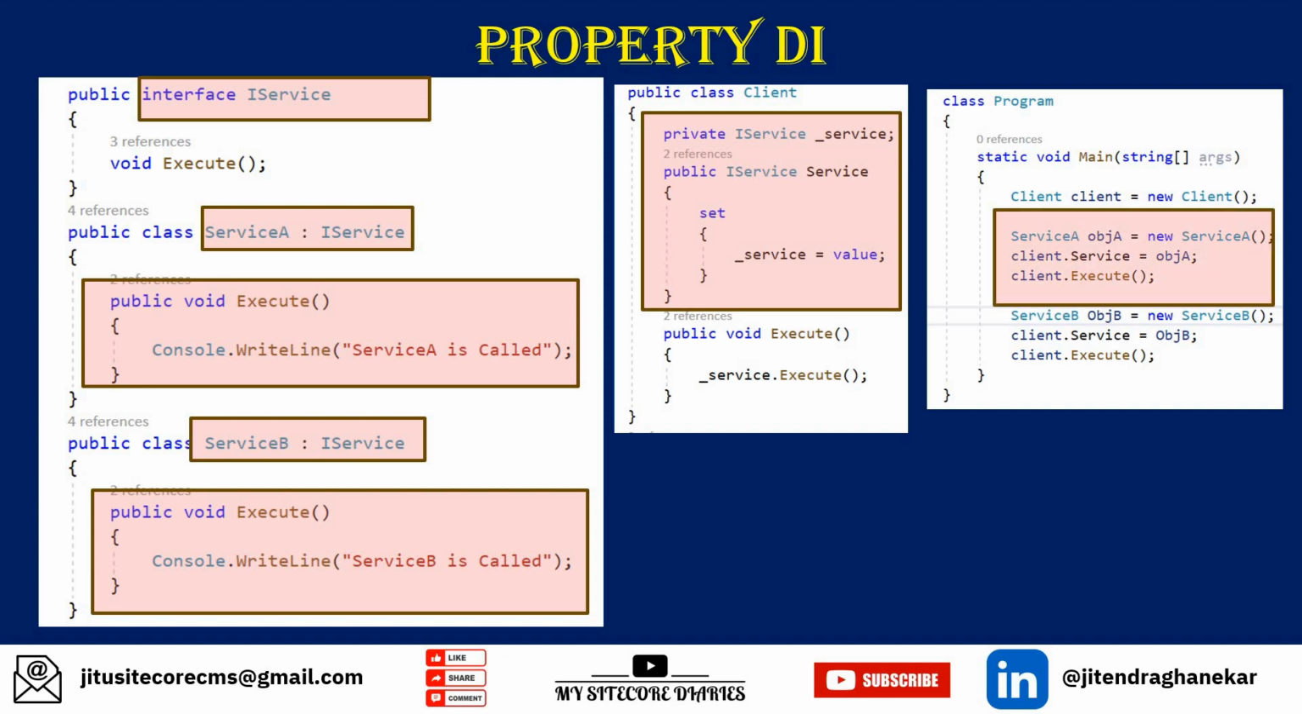So how does it get consumed? In that client or consumer class, we are assigning the service A object to the property here, client dot service, and then we are calling the execute method. This is how it is done. So these are the three different ways you can do it. First we saw the constructor, another is the method, and this is the property.